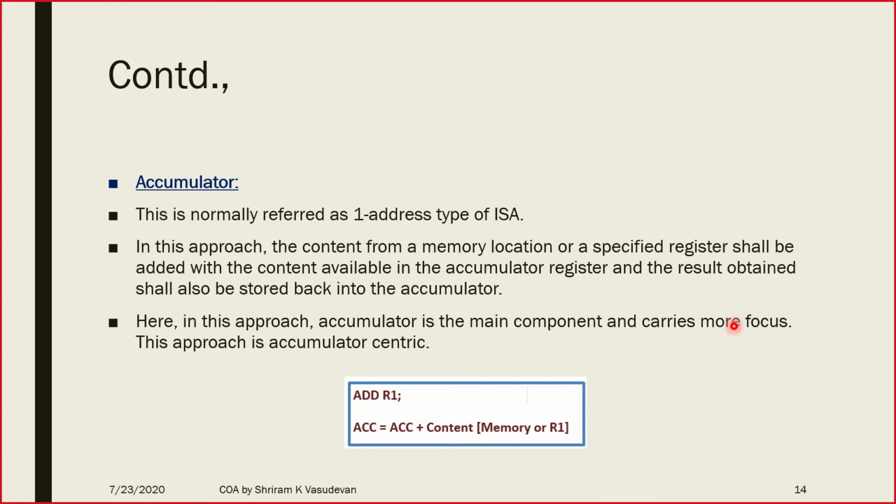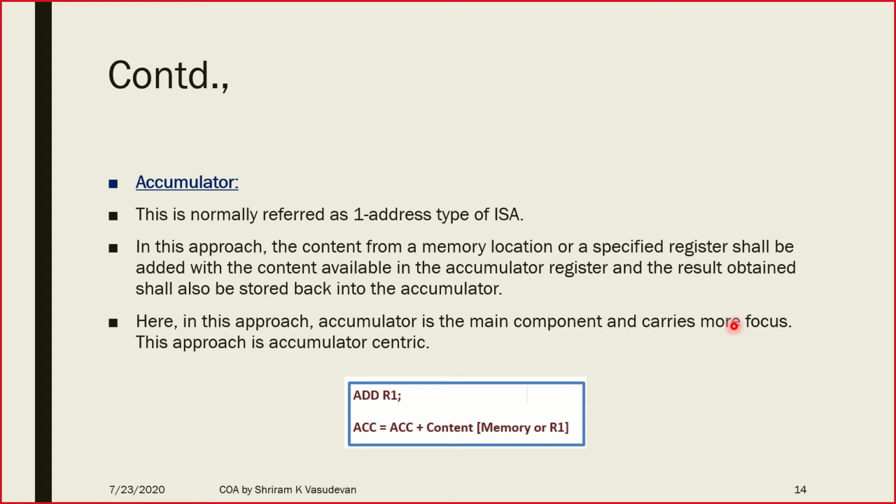Remember, accumulator might not be explicitly presented as part of the instruction in this approach. If I say add R1, the content in R1 is directly added with the content in A, and it need not be specified like add A comma R1. Some instruction set architectures explicitly present it also, some do not. In that case also it is the accumulator mode of ISA. This is called one address type of ISA because we have one operand which is explicitly mentioned, like R1, like the memory location.